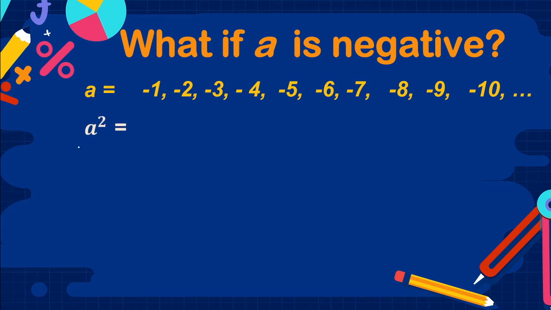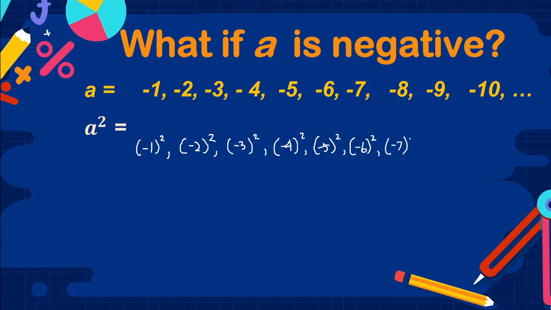Let us get its a squared. If a is equal to negative 1, we get negative 1 quantity squared. If a is negative 2, that means negative 2 quantity squared. Then we have negative 3 quantity squared, negative 4, negative 5, negative 6, negative 7, negative 8, negative 9, and negative 10 quantity squared.